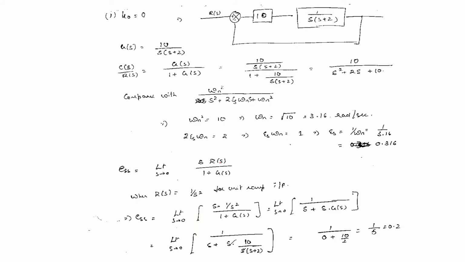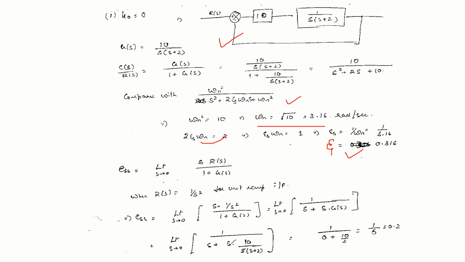So then your block diagram looks like this. You get G of S, then C of S by R of S, which you compare with the standard form, from which you can obtain omega n. Also you can obtain the zeta value. Okay, this is the first part of the problem.